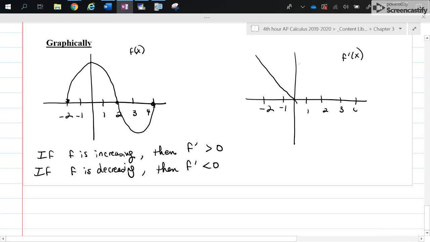So I know from 0 to 3, the graph needs to be below the x-axis, and then from 3 to 4, it's increasing again. So from 3 to 4, it needs to be above the x-axis. So that's kind of primitive of how we use the graph of f to determine the graph of f prime. But the basic stuff that I need you to understand today is that anywhere where a function is increasing, its derivative will be positive. And anywhere where a function is decreasing, its derivative will be negative.